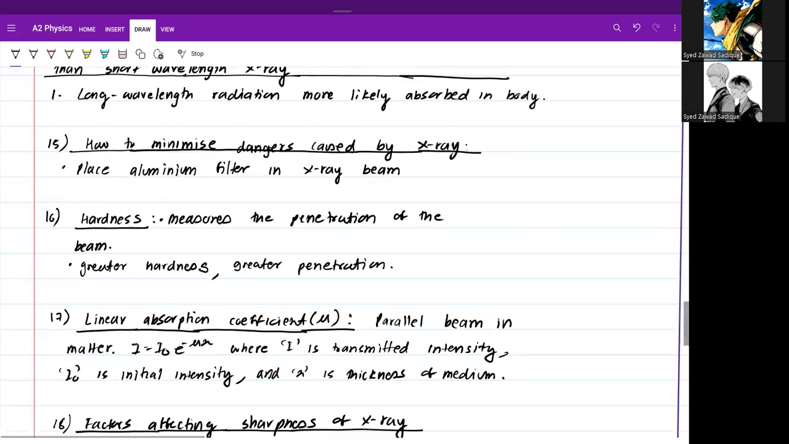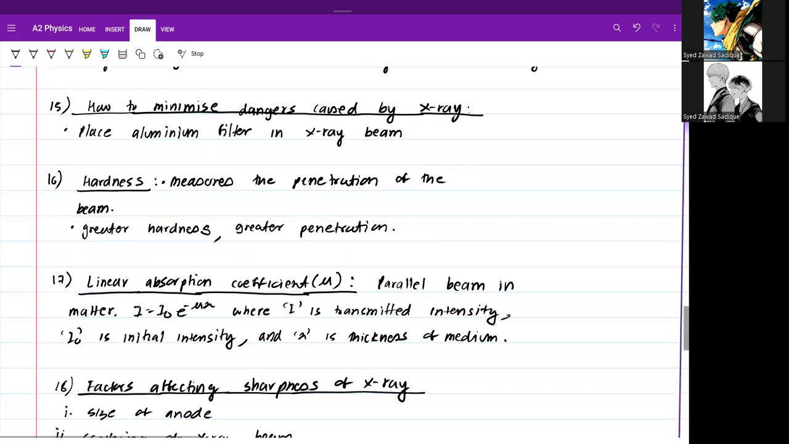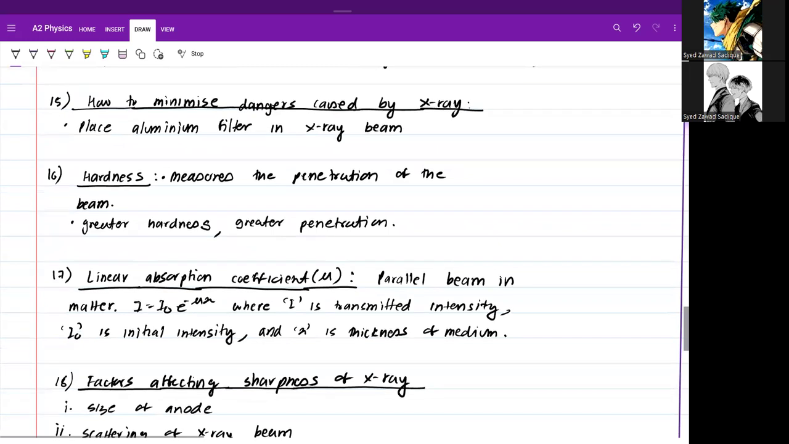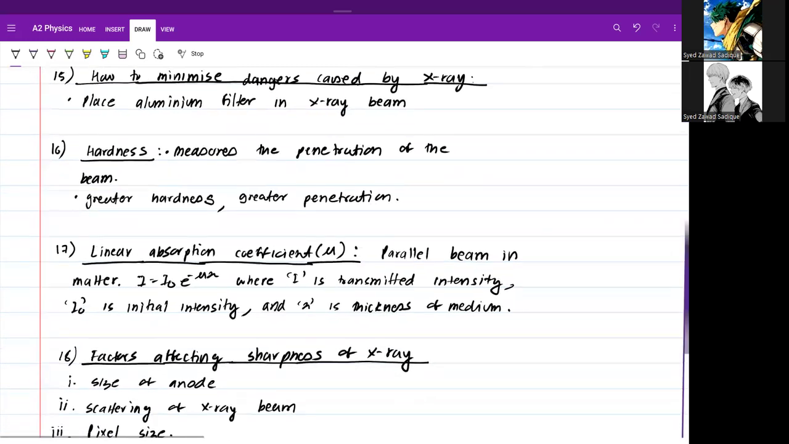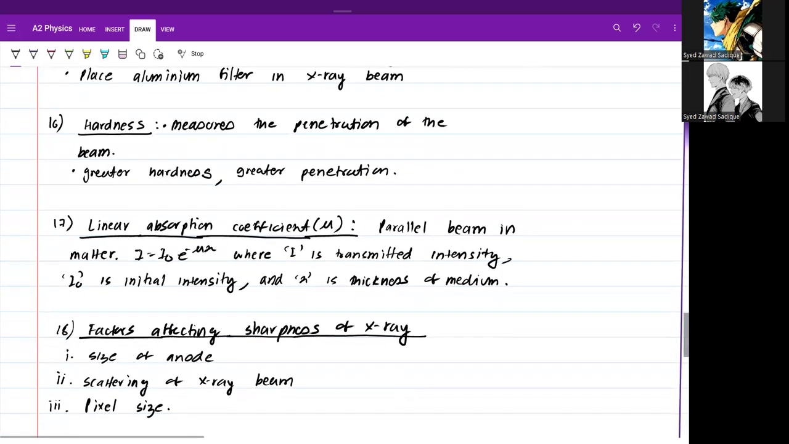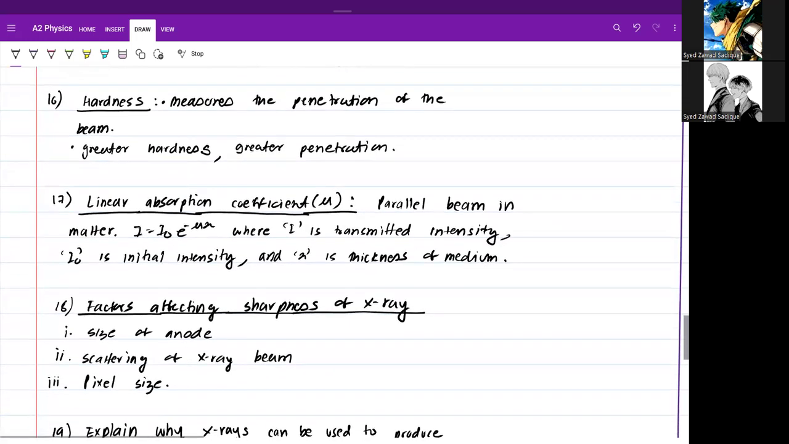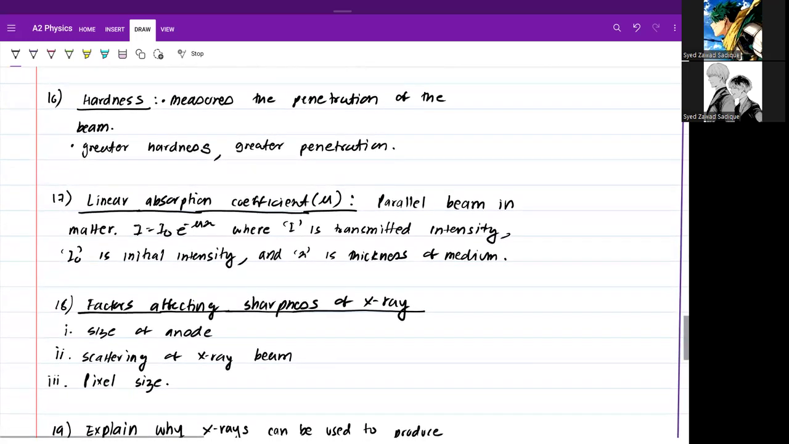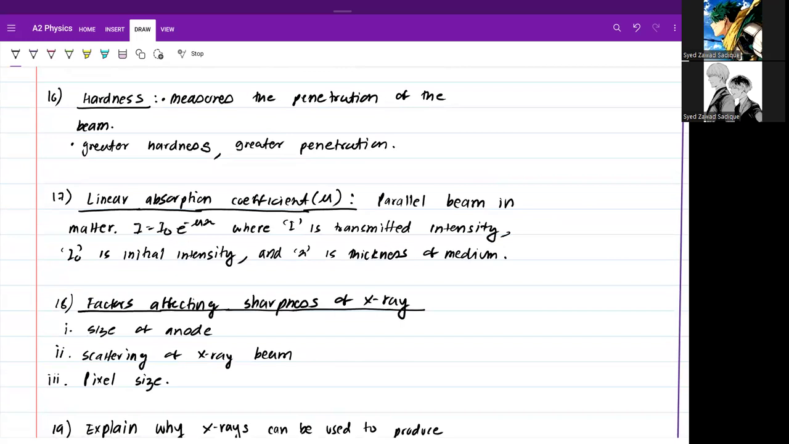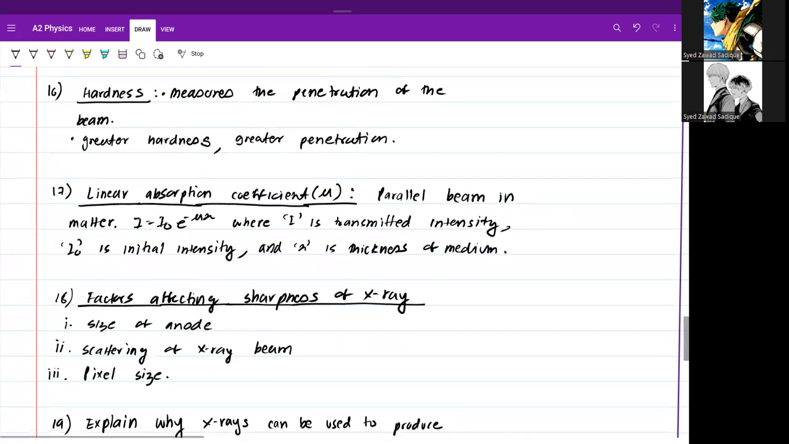What is hardness of the X-ray? So hardness measures the penetration of the beam. Greater the hardness, greater the penetration. Linear absorption or attenuation coefficient. For a parallel beam in matter, intensity I is equal to I naught e to the power minus mu x, where I is the transmitted intensity, I naught is the initial intensity, and x is the thickness of the medium.